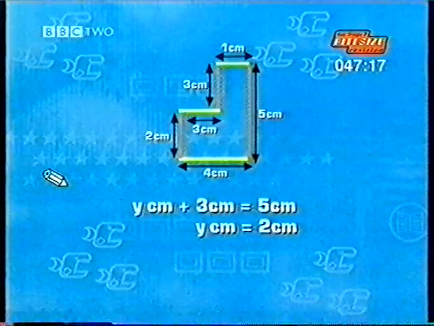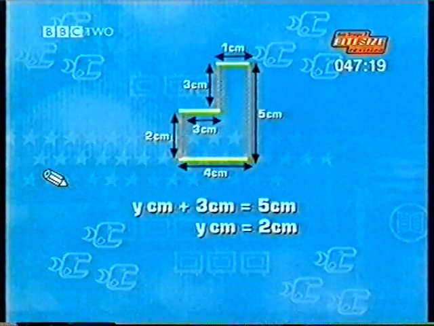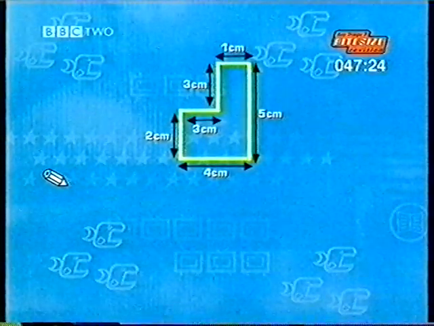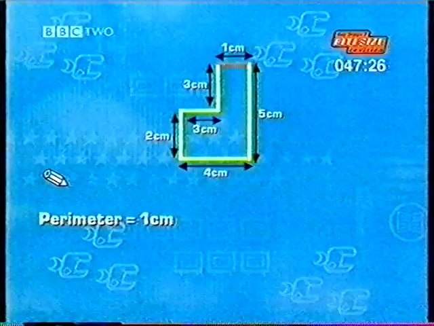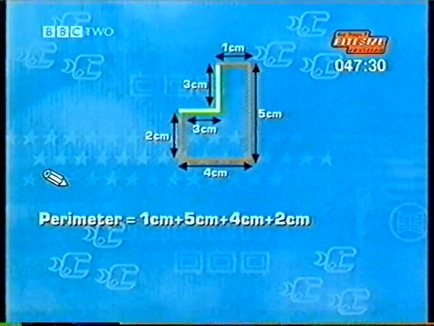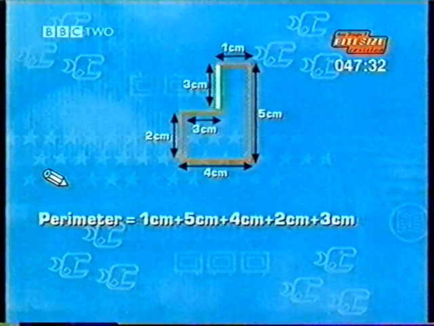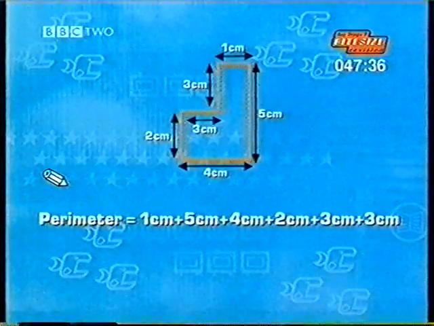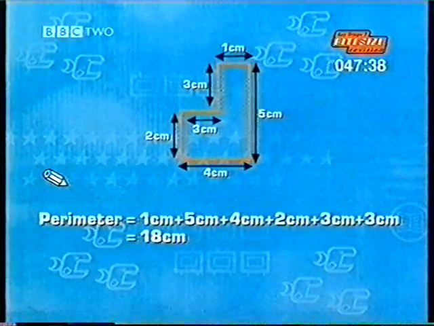Now work around the outside of the J shape to find the perimeter, beginning here. Perimeter equals 1 centimetre plus 5 centimetres plus 4 centimetres plus y, which is 2 centimetres, plus x, which is 3 centimetres, plus 3 centimetres. That totals to 18 centimetres.